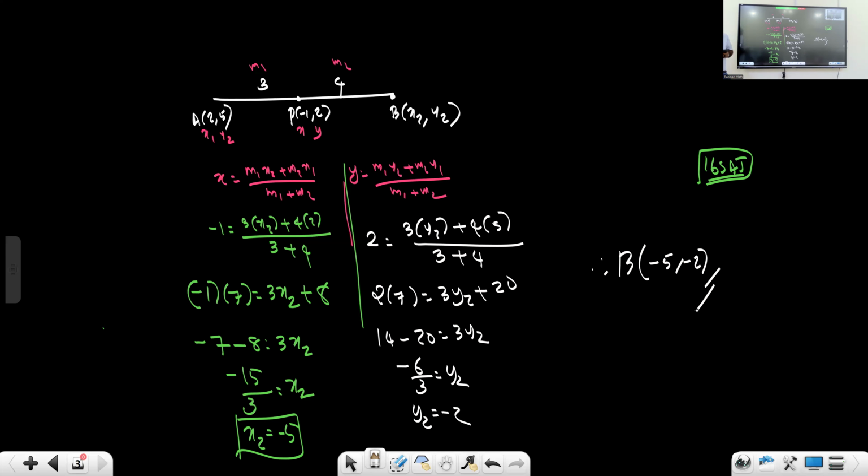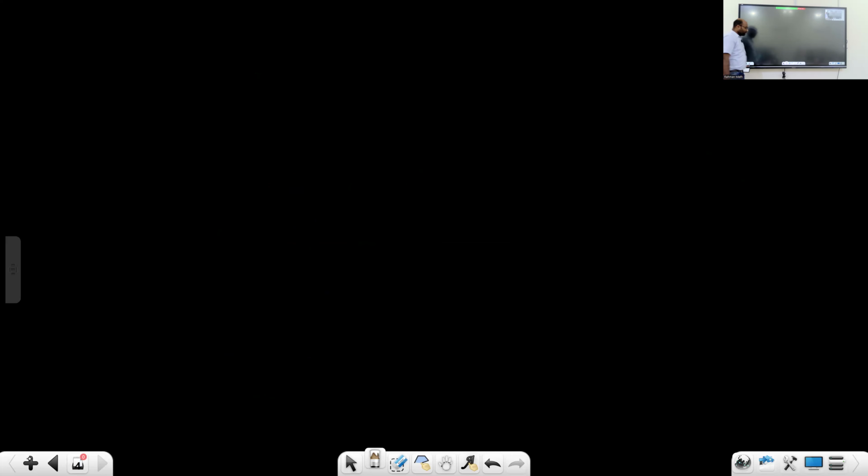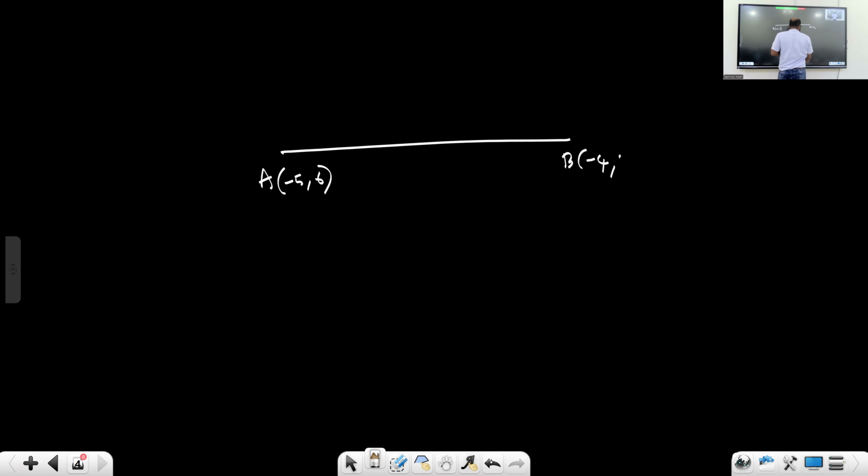Third question now. What do you mean by trisection? Three equal parts. Trisection means three equal parts; bisection means two equal parts. Question number 3. First, write the extreme coordinates: A(-5, 6) and B(4, -3). When you copy the points, check again whether there is any mistake. Don't make a mistake.